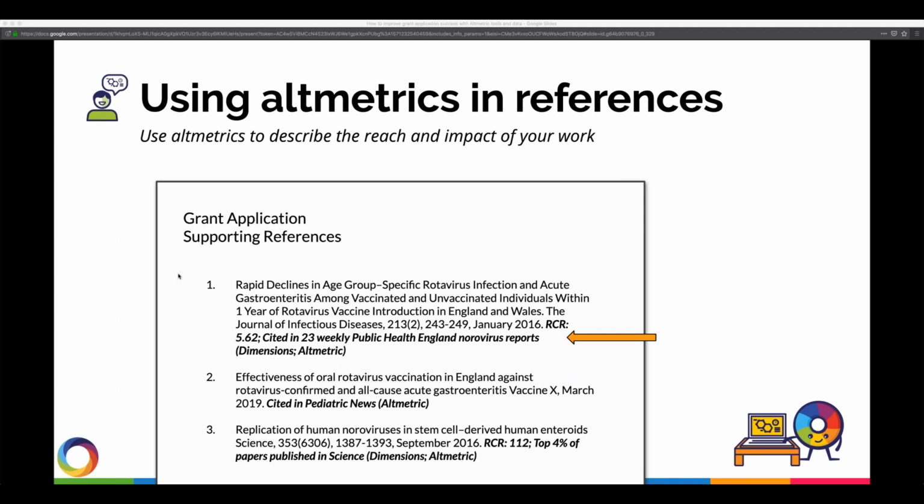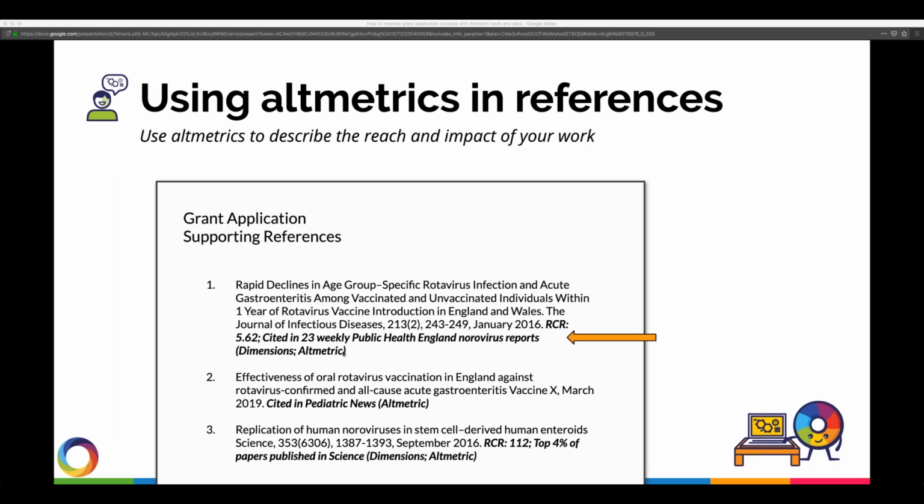This example showcases the broader societal impact. It shows that this particular paper that we just looked at was cited in 23 weekly Public Health England norovirus reports. Just a side note here, it's good practice to talk about where you retrieved these metrics from. We see here with our CR that we've got the data from Dimensions. We see with this Public Health England norovirus reports that data comes from Altmetric. This allows people who are looking at your grant application to go and retrieve the data for themselves if they want to.